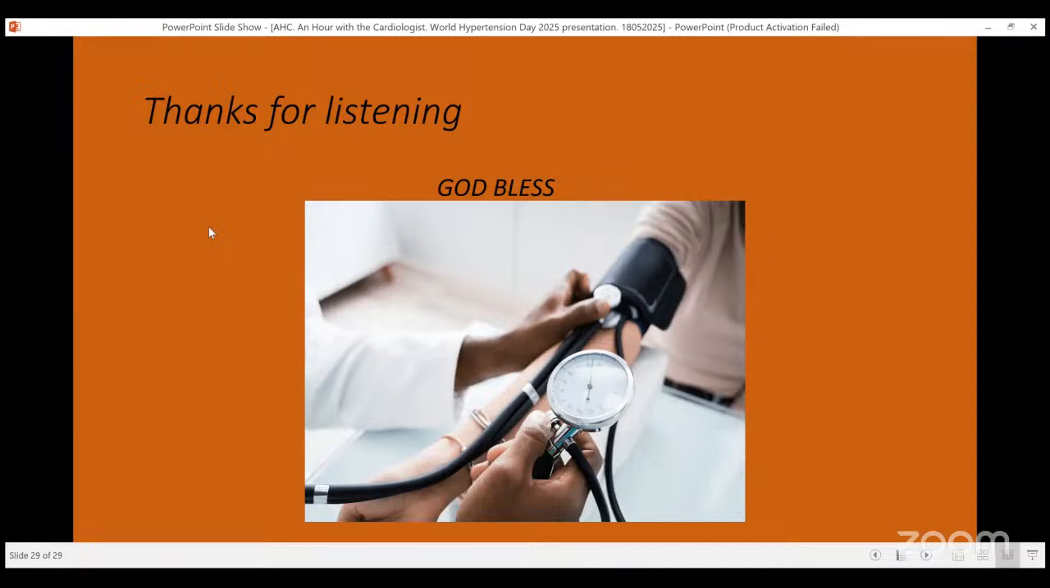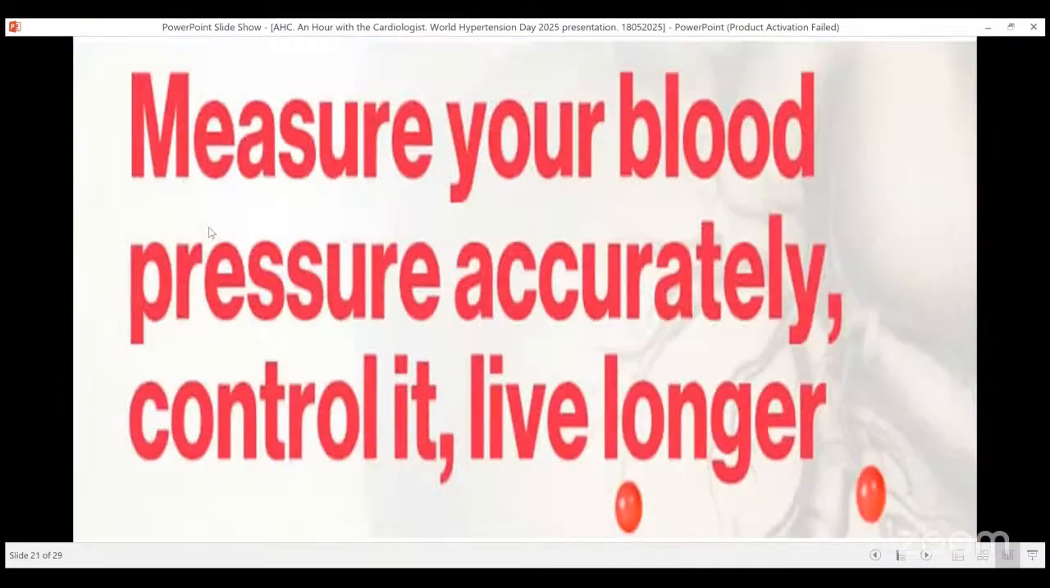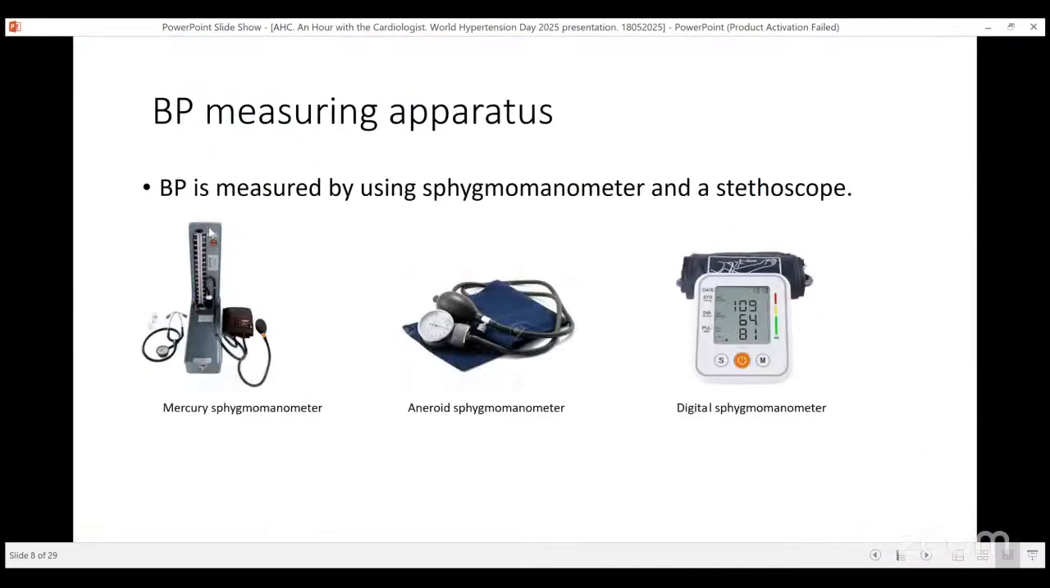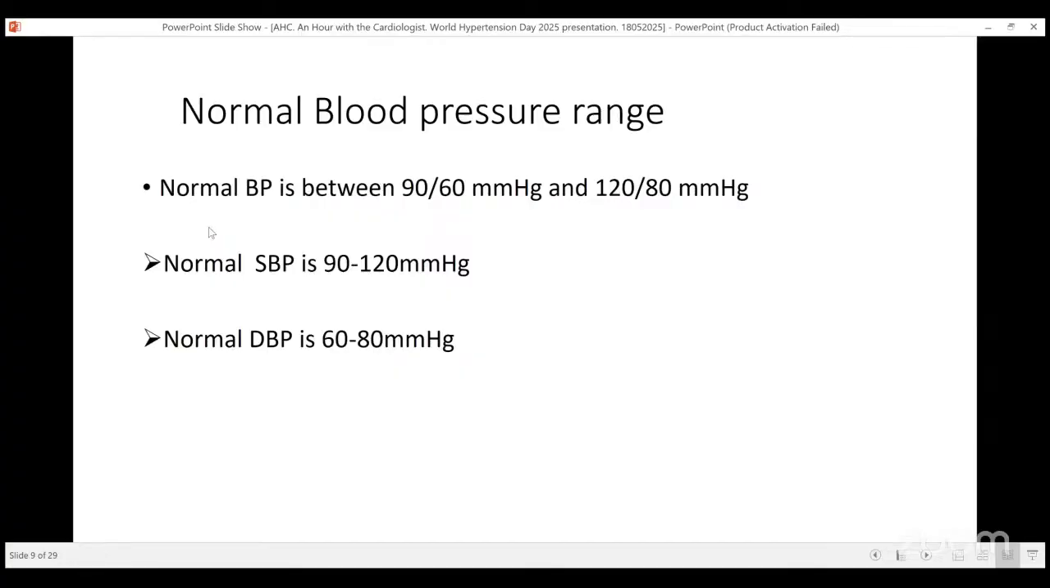Please, what is the normal blood pressure measurement? Okay, I guess you joined us a bit late. Normal blood pressure is between 90 to 120 over 60 to 80. That is the normal blood pressure.